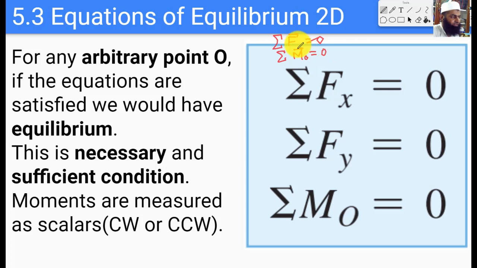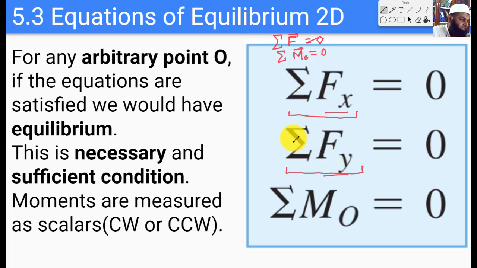But these are vector equations, and in two dimensions we translate these vector equations into three scalar equations, because anytime we have all the forces in two dimensions, the moments are always perpendicular to those forces. So the moment can just be treated as a scalar, which is negative if it is clockwise and positive if it is counterclockwise. The forces only have two components, their x component and y component, and the sum of all the x components of the forces has to be equal to 0, and the sum of all the y components of the forces has to be equal to 0.